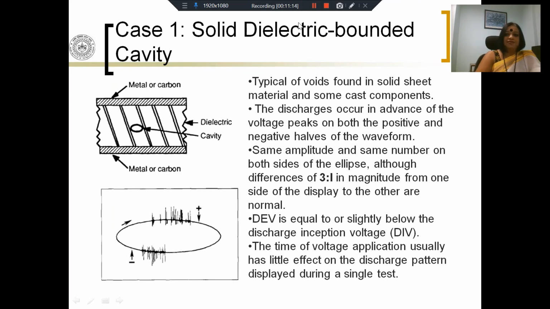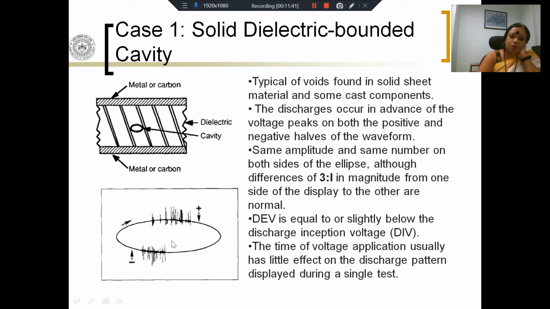Then you can have a solid dielectric bound cavity. You have a cavity, far away from either of the metal electrodes, which is encapsulated. This is typical of voids found in solid sheet material and subcast components. We use epoxy resin a lot in high voltage insulation, and this is the kind of void that epoxy resin will definitely have. As you can see, this gives rise to a signature like this.